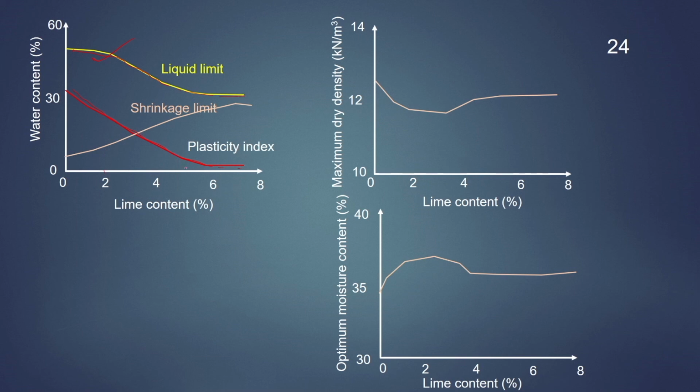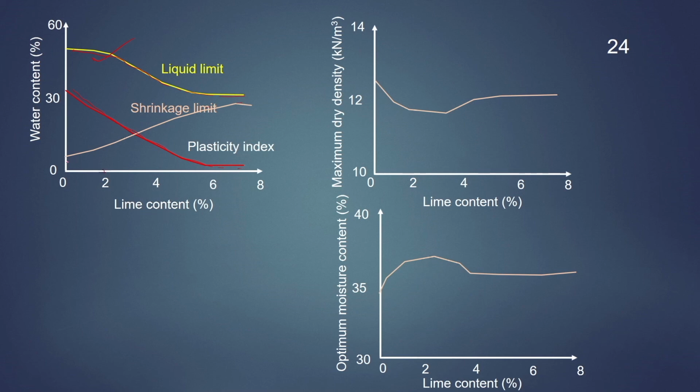So, the liquid limit and plasticity index will decrease, whereas the plastic limit of the soil will increase, and beyond this lime fixation point there will be no change in the plasticity index or plastic limit or liquid limit of the soil. Similarly, if we see the effect of lime content on shrinkage limit, the shrinkage limit of the soil will increase due to addition of the lime.